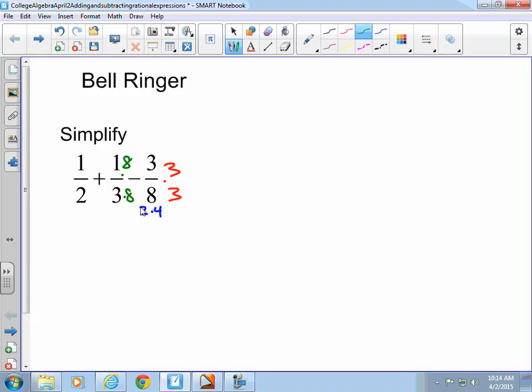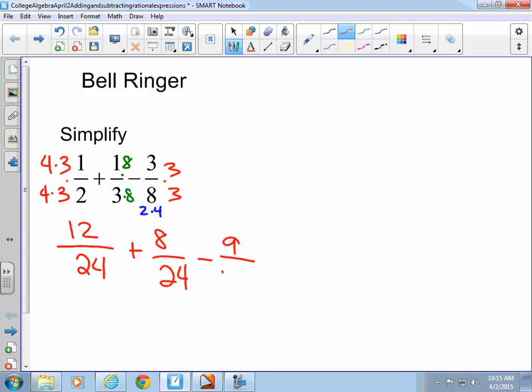And what does the 2 need? It needs a 4 and it needs a 3, right? Does everyone agree it needs both a 4 and a 3? Okay, any questions about those? So I get 12 over 4 times 3 times 2, which is 24, plus 8 over 24, minus 9 over 24, equals 11 over 24.